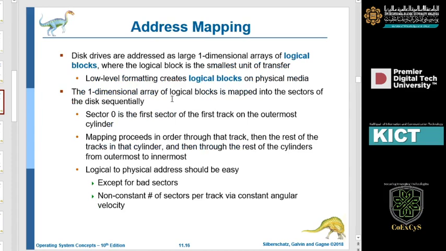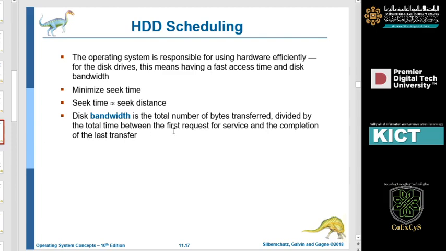Now this drive is basically a one-dimensional array of logical blocks. So accessing these blocks sometimes requires that the disk sectors be mapped into a physical address, so that it is easy to access them. So we have a physical address of where it is, and then we have a logical address to refer to it.